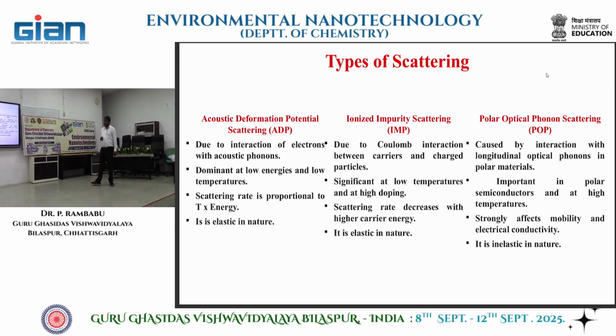ADP is due to the interaction of electrons with acoustic phonons, and it dominates at low energies and low temperatures. Its scattering rate is proportional to T times energy, and it is elastic in nature. Similarly, ionized impurity scattering is due to the Coulomb interaction between the charge carriers, p-type or n-type, and charged impurities. It is significant at low temperatures and high doping, and the scattering rate decreases with higher carrier energy. It is also elastic in nature. Both are elastic in nature.